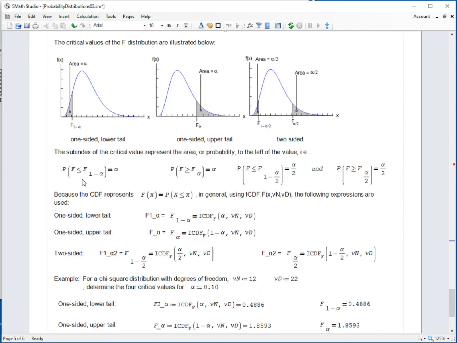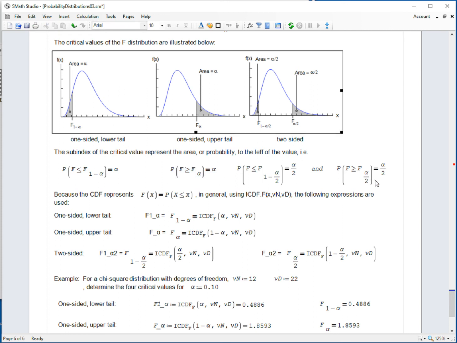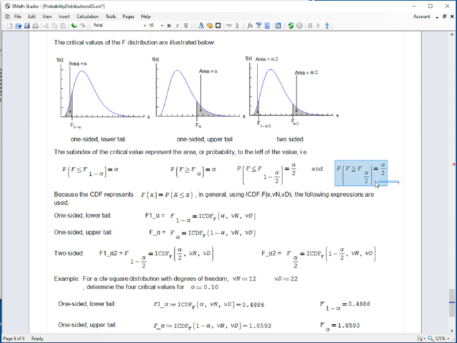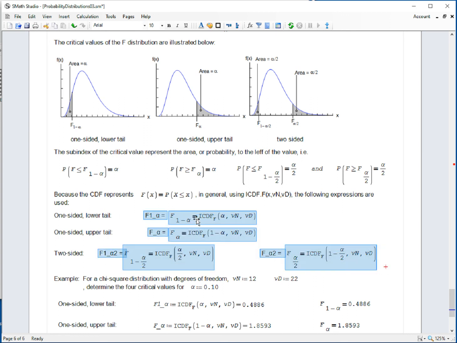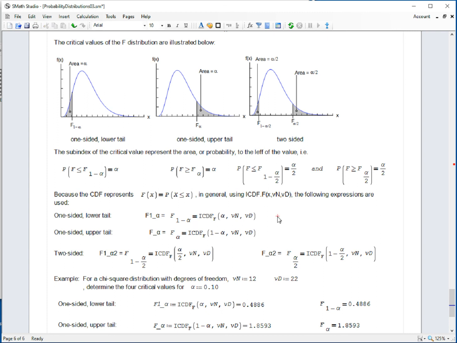We're going to have the F sub 1 minus alpha indicated by the first position there, F sub alpha indicated by the area to the right being equal to alpha, and then two values, F sub 1 minus alpha over 2 and F sub alpha over 2, corresponding to these probabilities. These are the formulas to use to obtain those particular values using the inverse cumulative distribution function of the F distribution with degrees of freedom numerator and degrees of freedom denominator as used in here.